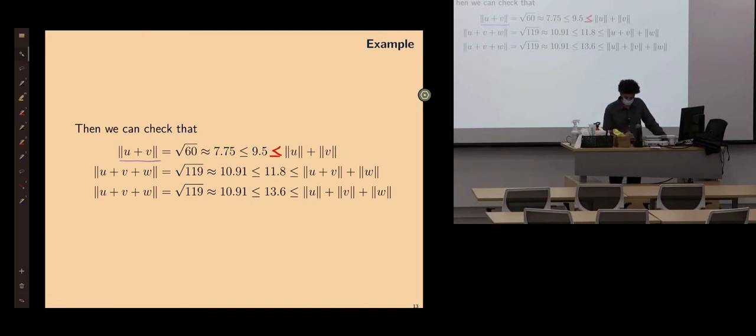3 of them, no problem. You can consider u plus v to be a vector, right?